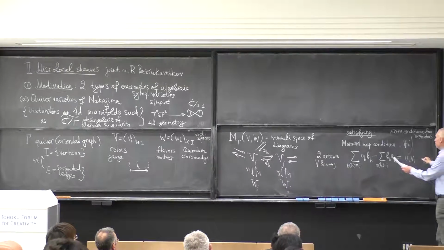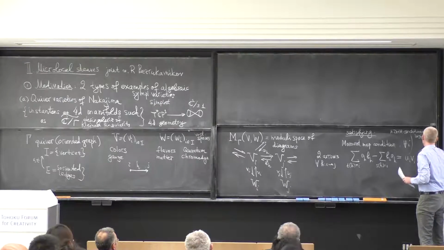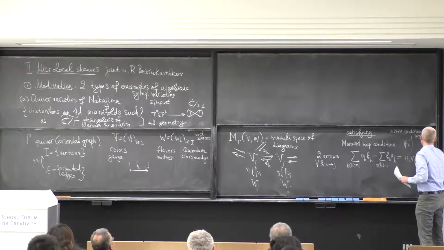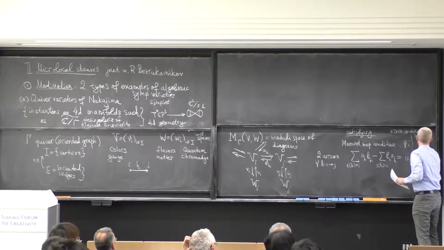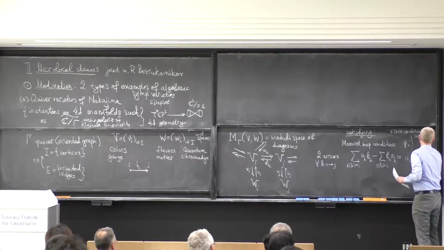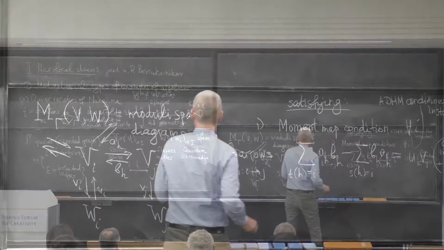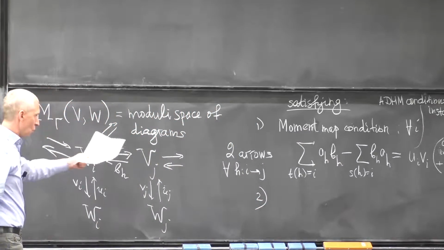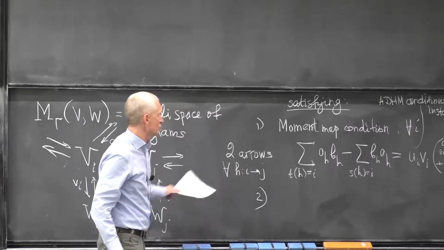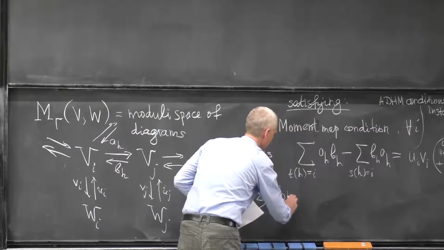So let me just say that in various versions there may be a constant here. So we can introduce a constant. That is the first condition. And second, which I don't want to go into too much, is some stability condition, just to form the moduli space.